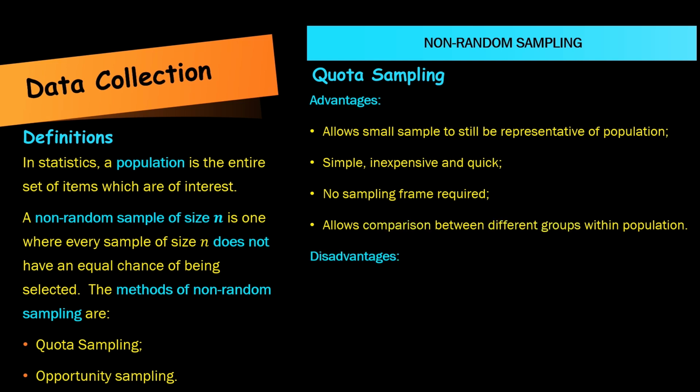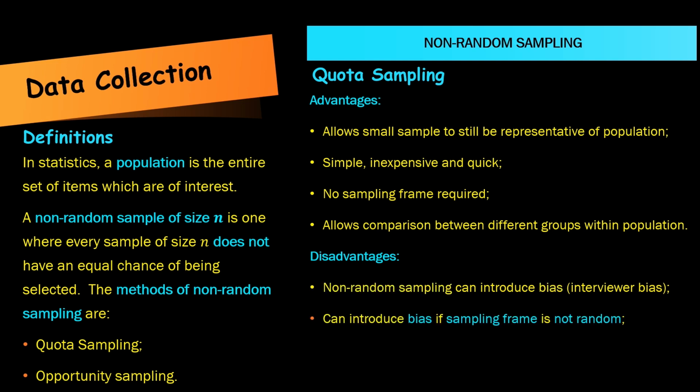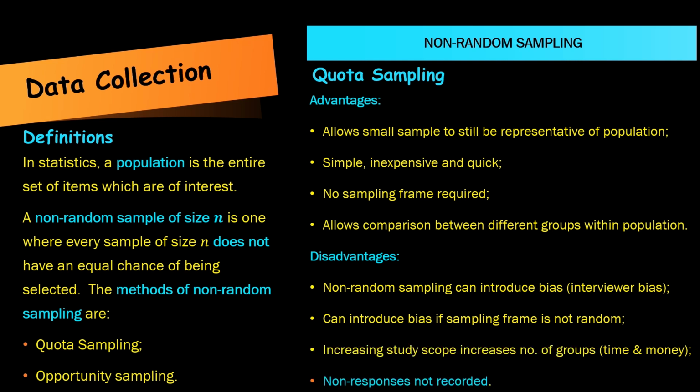And now for the disadvantages. Non-random sampling can introduce bias, and interviewer bias in particular, as we mentioned earlier. Bias can also be introduced if the sampling frame is not random. Furthermore, increasing the study scope increases the number of groups, which of course means time and money. And finally, non-responses are not recorded. This can be crucial because non-responses may occur for a vital reason.